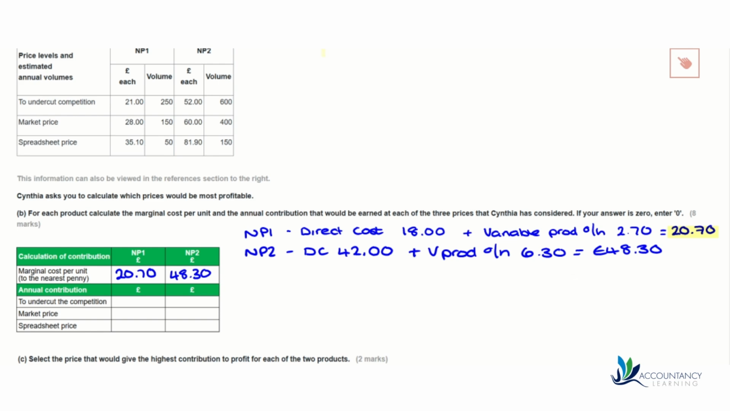Okay, so I'll just start with NP1 up at the top here. To undercut competition, we're just going to take the £21 and we're going to take off the £20.70. So that leaves us with 30p. Then if we multiply that by the volume of 250, the annual contribution is going to be £75.